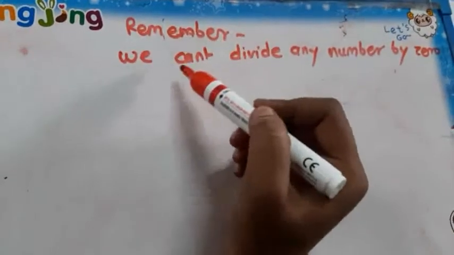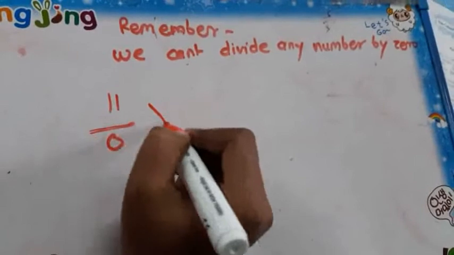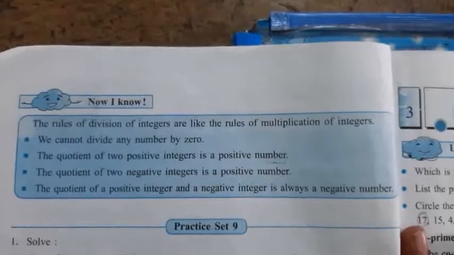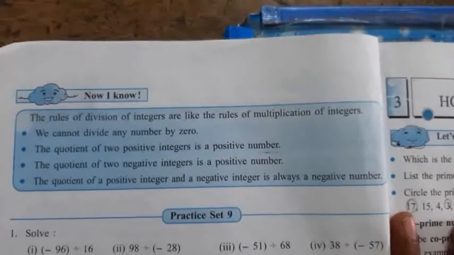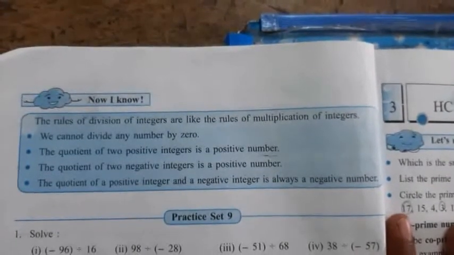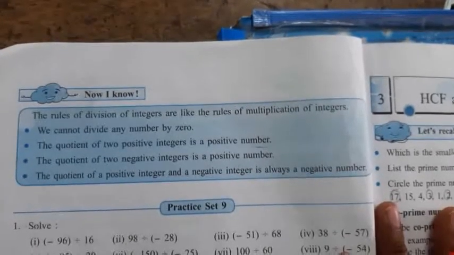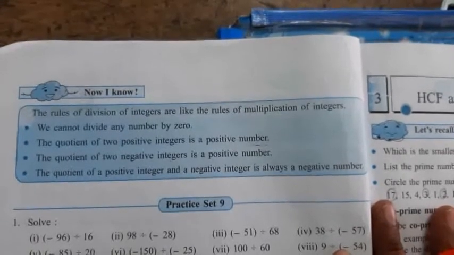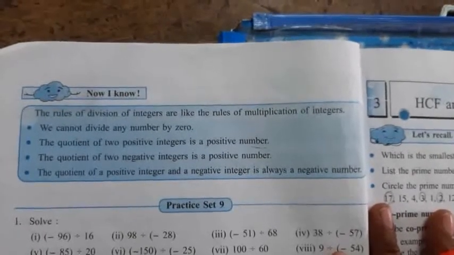Again, remember that we can't divide any number by 0. 11 divided by 0 is not possible. Minus 13 divided by 0 is not possible. So in this way we have learned the rules of division of integers. We cannot divide any number by 0. The quotient of two positive numbers is a positive number. The quotient of two negative numbers is also a positive number. The quotient of a positive number and a negative number is always a negative number.